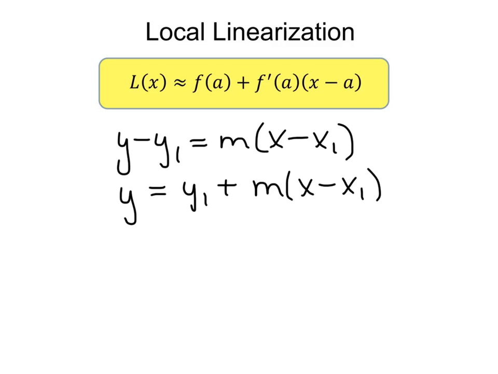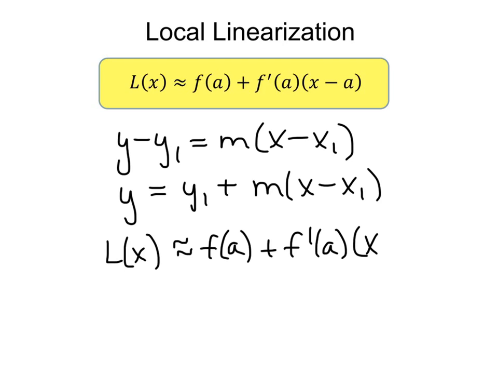And then we can do a substitution here. We're going to replace y with L of x because we're going to use a linearization to approximate a y value. We can say this will be approximately equal to, now y1 we are going to use as our function value, the f value at a, the number we're working with, plus the slope at a, we'll call f prime of a times x minus that value a. So there's the form for linearization. I like to write the approximately equal to sign because it's a reminder that we're using linearization to approximate a value.